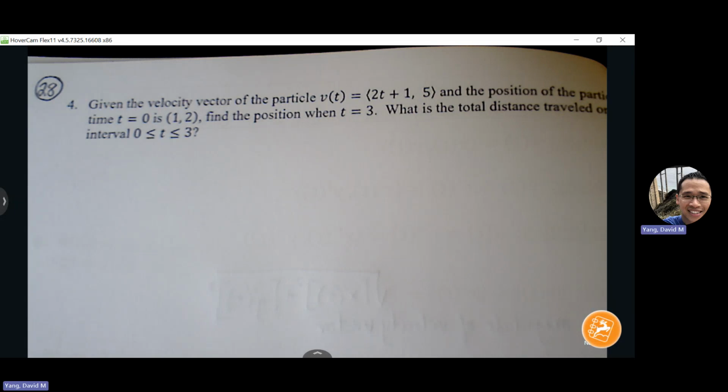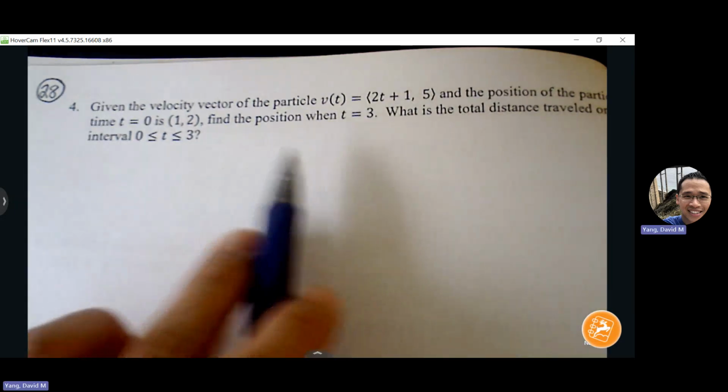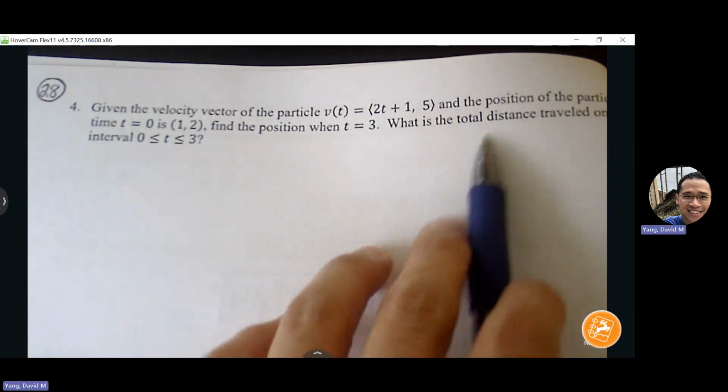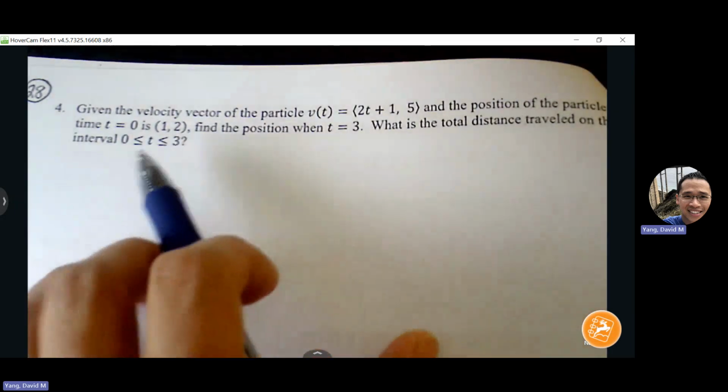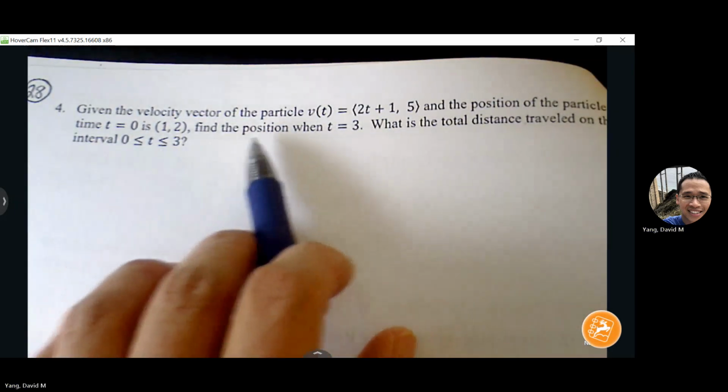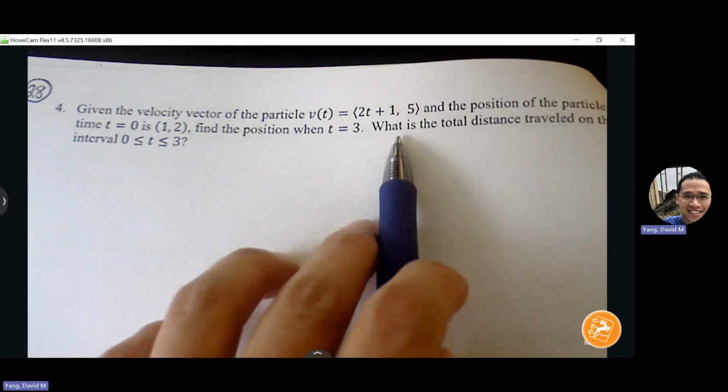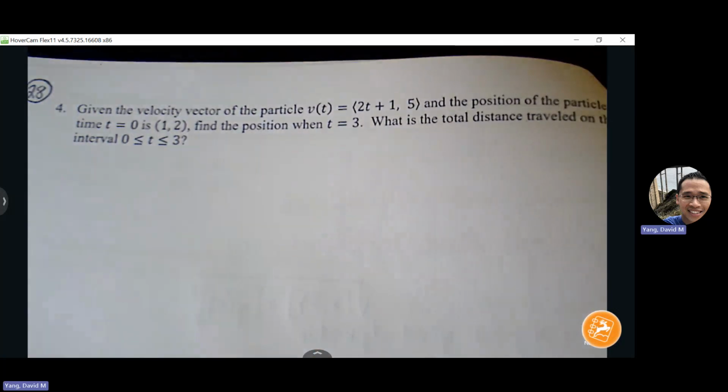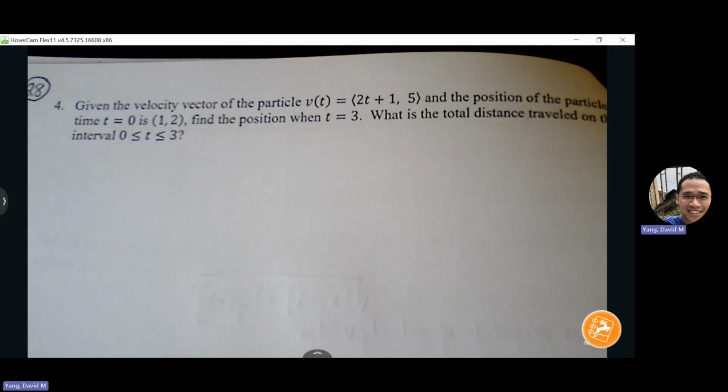All right, so we're given the velocity vector v of t equals ⟨2t + 1, 5⟩, and the position of the particle is (1, 2). Find the position when t equals 3. So that's the first part, and then we'll do the total distance later.